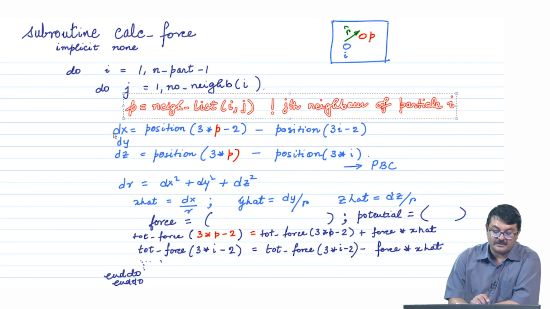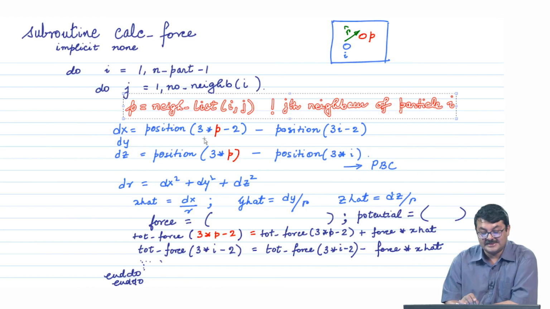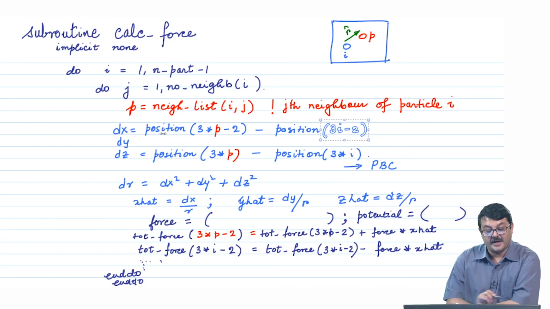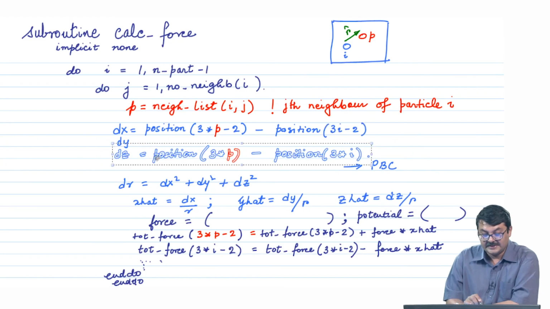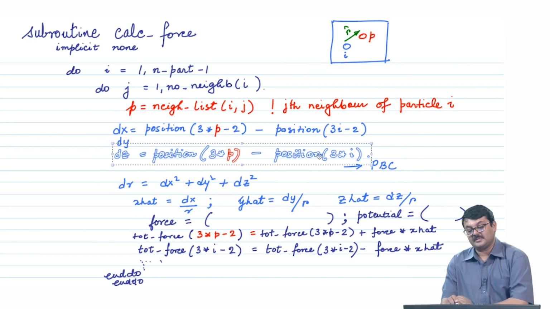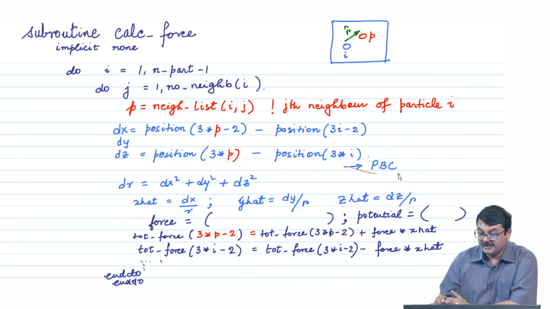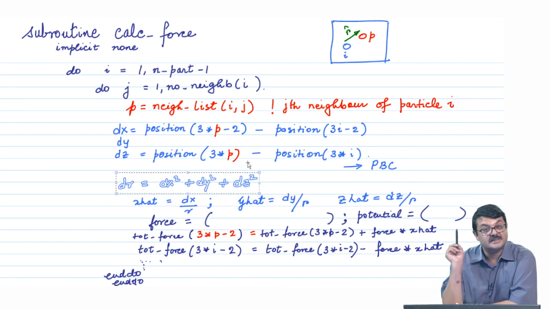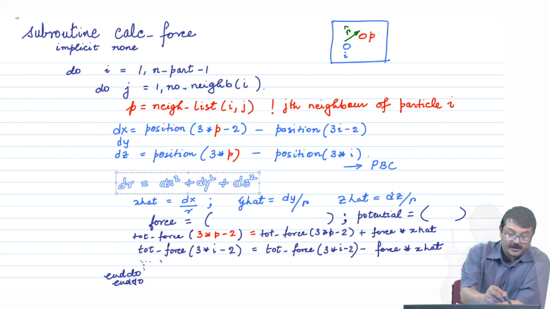Then what? Then you calculate the distance dx, position 3p minus 2, because p is the particle index with which I is interacting. So, 3p minus 2 minus position 3I minus 2. Similarly, you calculate dy, and similarly dz, position 3 into p minus position 3 into I. Do PBC, I mean correct for PBC, use the nearest image convention, and calculate dr, the distance between the two particles.